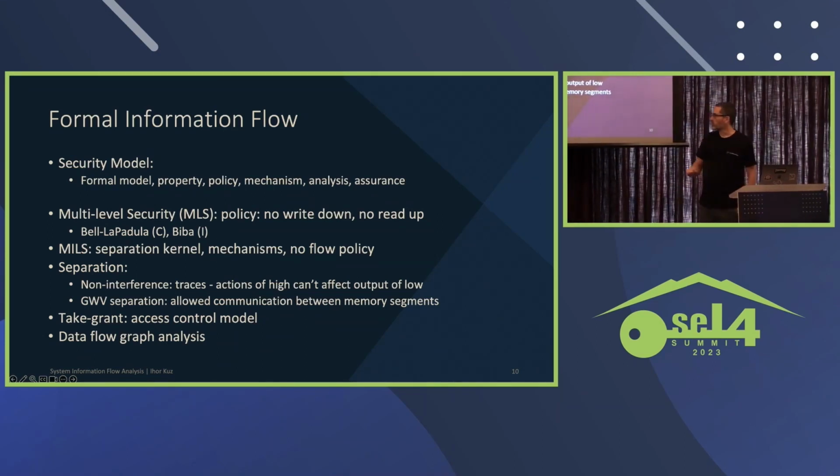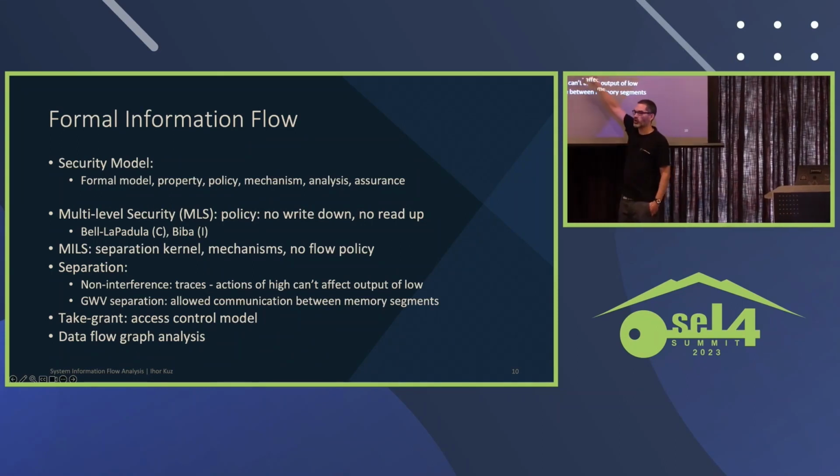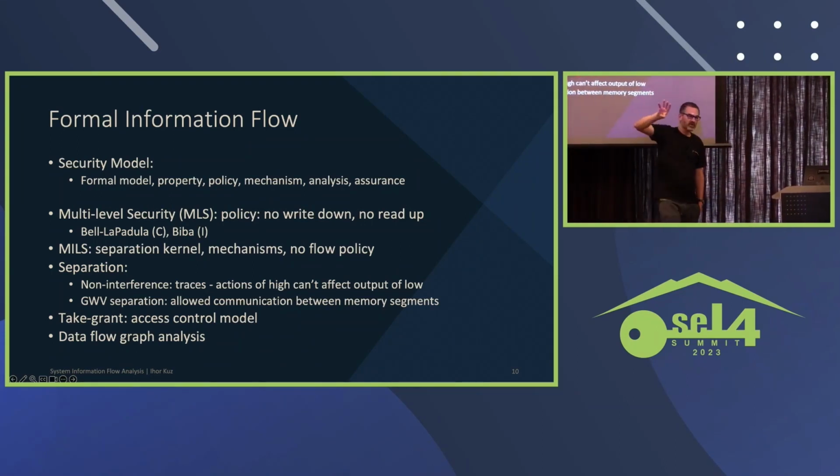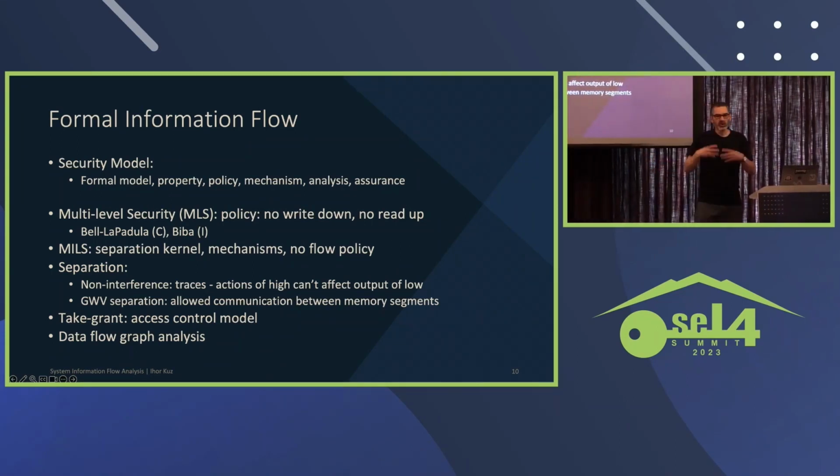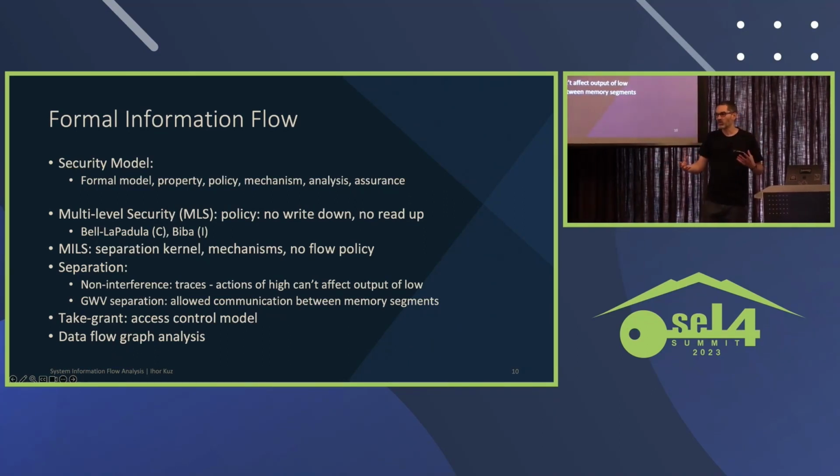A lot of these models are really strong. What that means is a strong model will reject a lot of systems as insecure, right? So only a small number of systems can fulfill the models and be considered secure according to them. And my experience is that a lot of times these are too strong for what we want to do. So a lot of this talk is going to be looking at maybe a less strong model, but focusing a lot more on graph analysis.